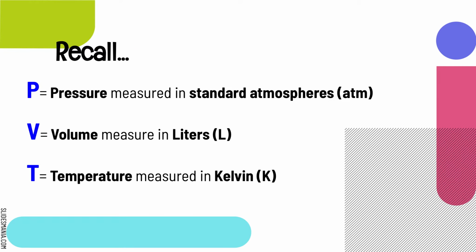If you recall, P is equal to pressure, and it is measured in standard atmospheres, which is ATM. V is volume, and it's measured in liters, L. T is temperature, and it's measured in Kelvin. Now recall that there are many other units of pressure, volume, and temperature that you could use, but in this class, we're going to stick to the basics and use atmospheres, liters, and Kelvin.